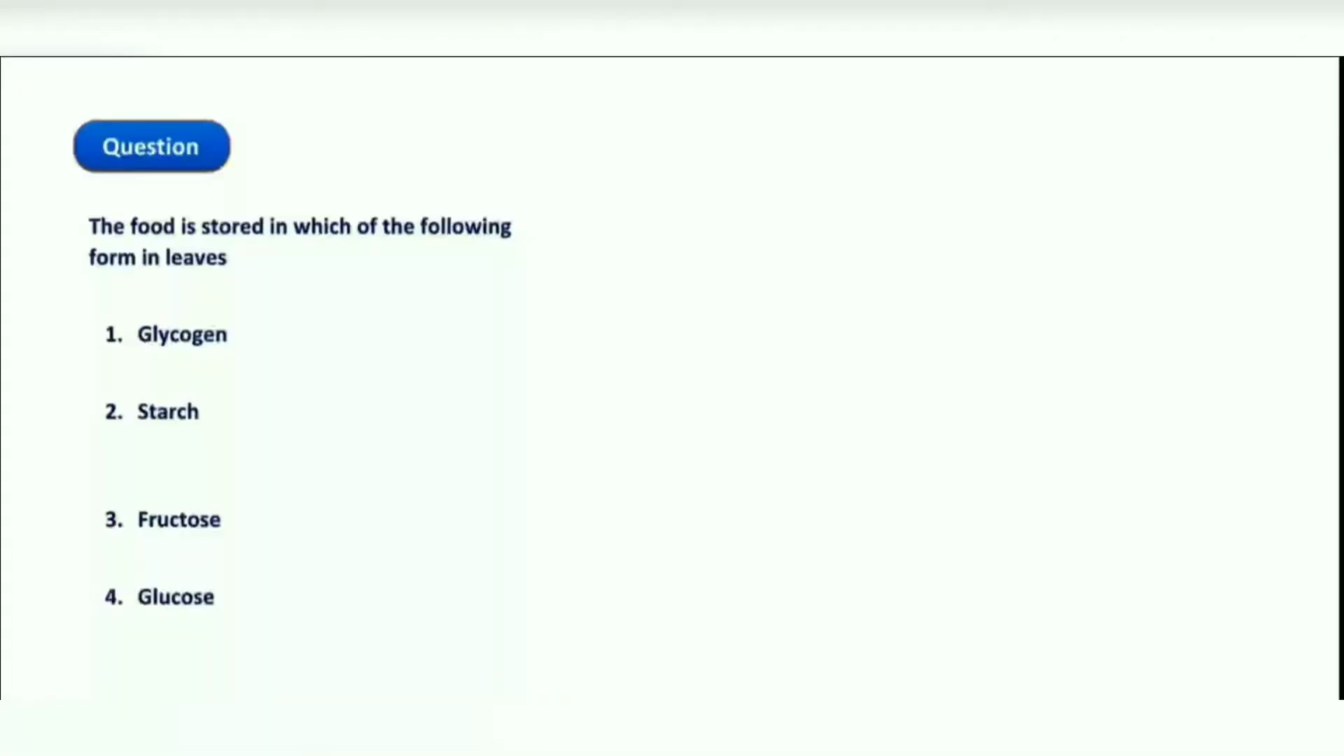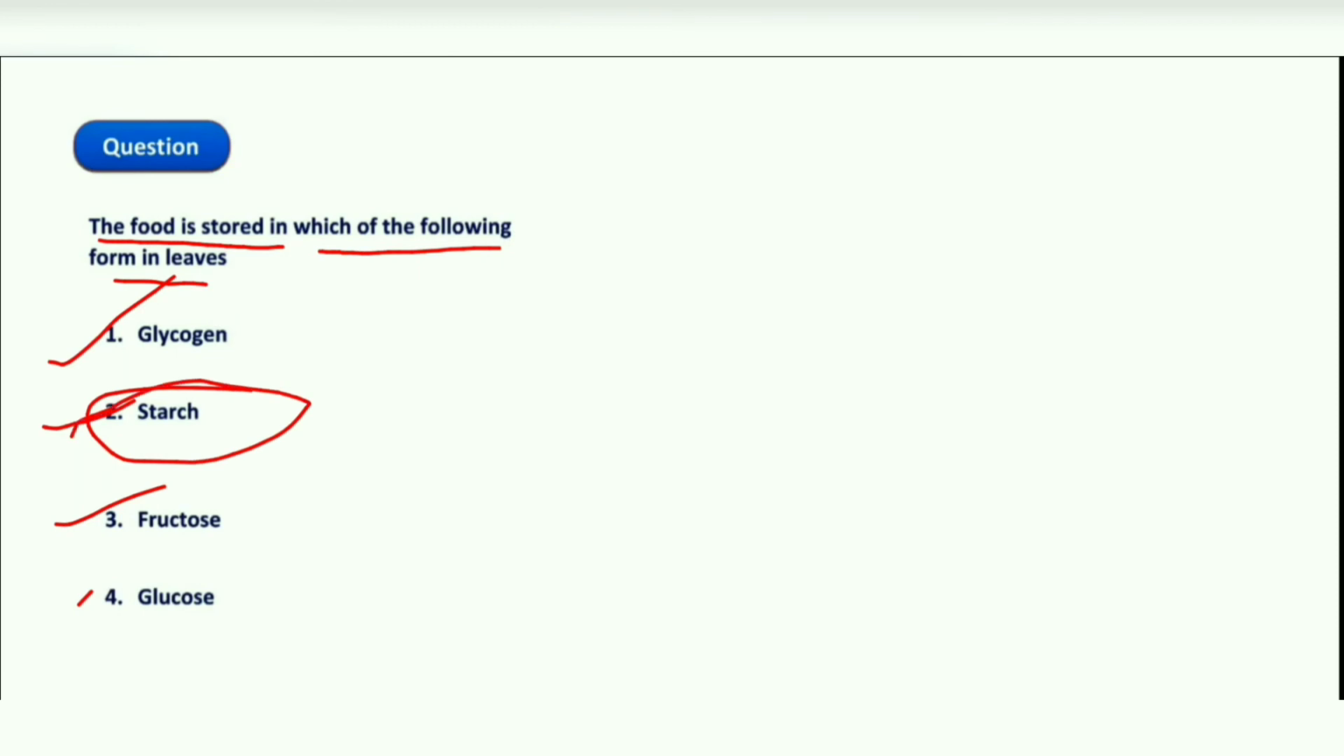Since the time is short, let's quickly discuss some important questions. The first question: the food is stored in which of the following forms in leaves? I have been discussing this, so you should be able to answer quickly. Starch, fructose and glucose are simple sugars, whereas starch is the storage form of energy in plants and glycogen is the storage form of energy in animals. So obviously starch is the answer.